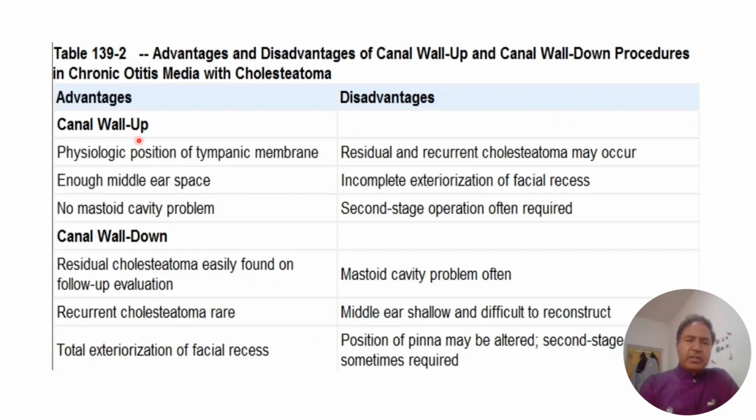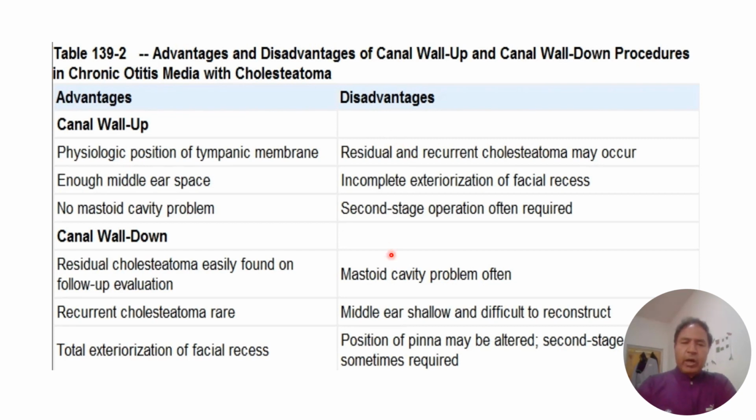Now, advantages of canal wall up: the physiological position of the tympanic membrane is re-established, there is enough middle ear space, and no mastoid cavity problem. Now canal wall down: a residual cholesteatoma may be easily found in the follow-up evaluation, recurrent cholesteatoma is rare, and there is total exteriorization of the facial recess. So these are the advantages of canal wall down. One, cholesteatoma is removed fully. Two, there is no recurrence, and exteriorization of the facial recess.